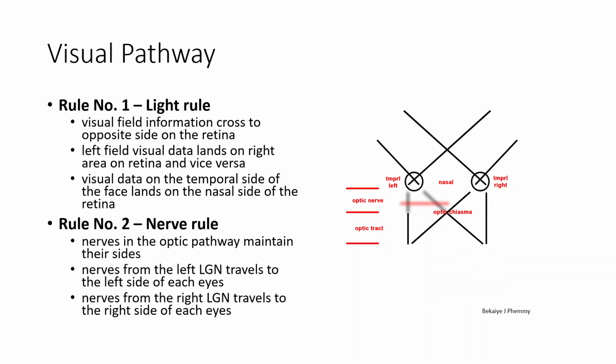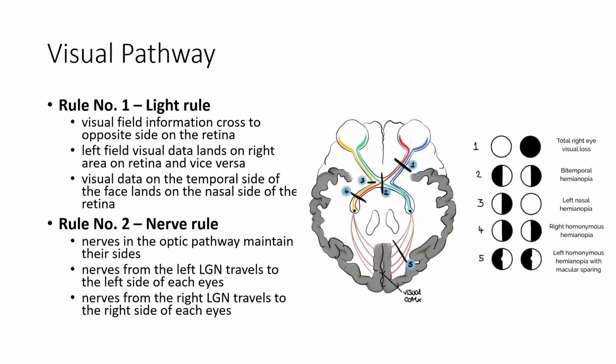And when there is a lesion at the level of the optic nerve, information from the temporal and from the nasal side will be affected, and we have total blindness. This is another representation. Lesion at the level of the optic nerve will give you total eye loss.